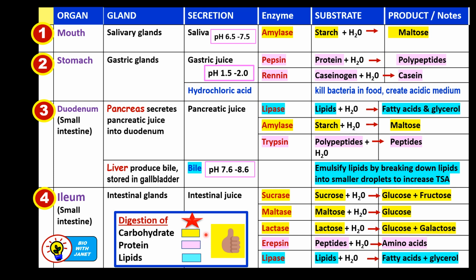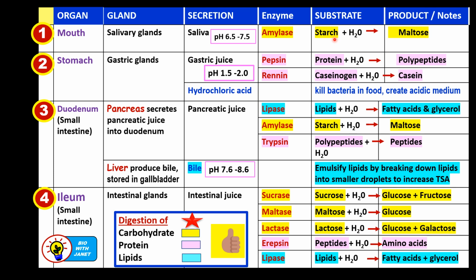Now lastly, questions are usually asked about the digestion of carbohydrates in the body, or digestion of protein or lipids in the body. For example, you can be given a question like this: a student eats a bowl of white rice. Explain the digestion of white rice in his body. So white rice is mainly starch, so we have to know all about the digestion of starch in the human body.